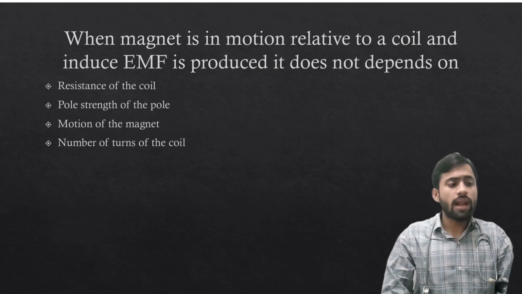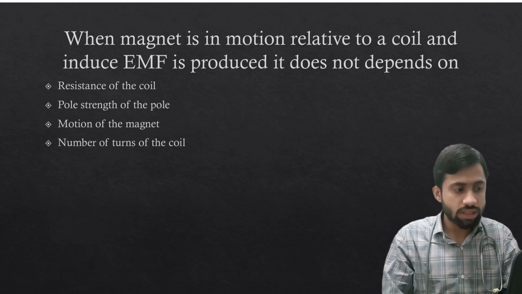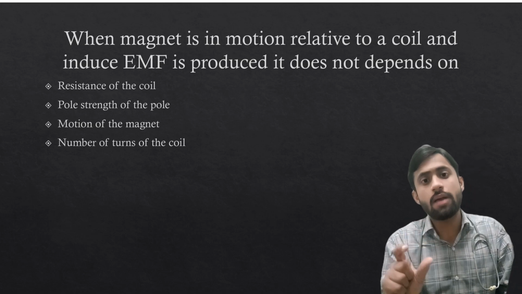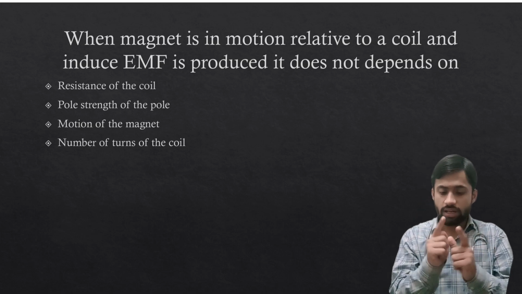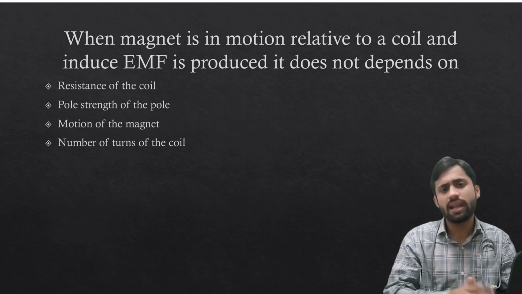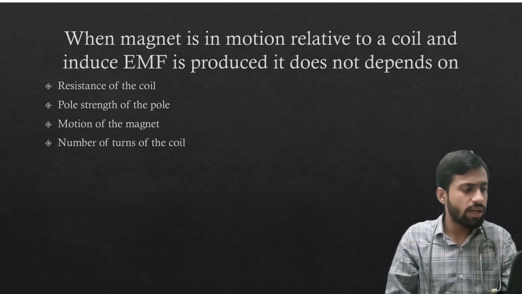Next comes: when a magnet is in motion relative to a coil, an induced EMF is produced. It does not depend upon... So the induced EMF depends upon the rate of change of flux. You may have learned Lenz's law and Faraday's law, which explain the induced EMF very clearly.